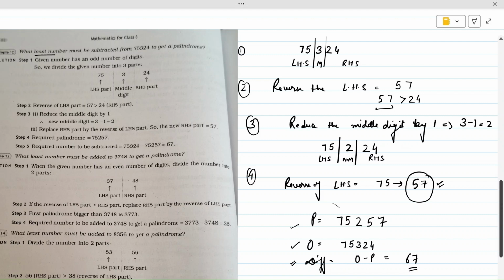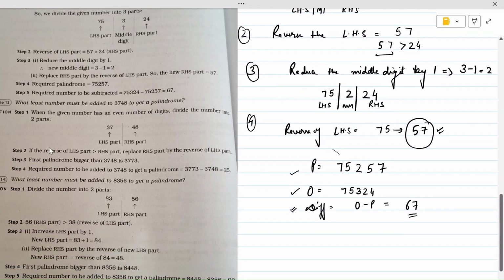Next, I am picking from the book only. What least number must be added to 3748 to get a palindrome? So kids, see here, till now we were finding the number which has to be subtracted from the original number. Now we need a number which has to be added to the number. That means the palindrome will be greater than the given number, right? So again, let's do this question.